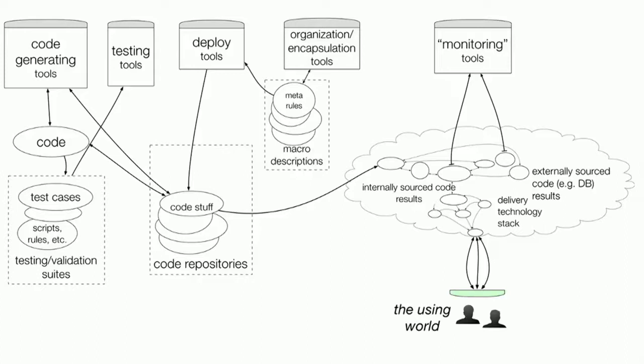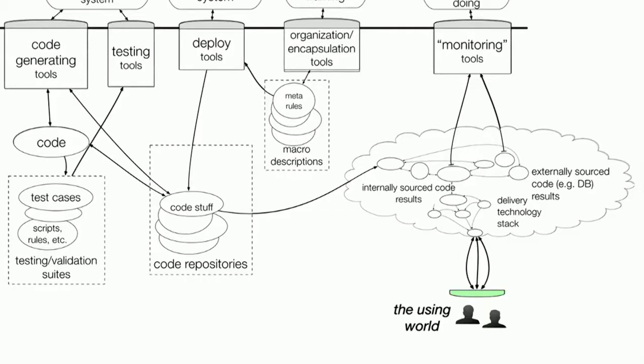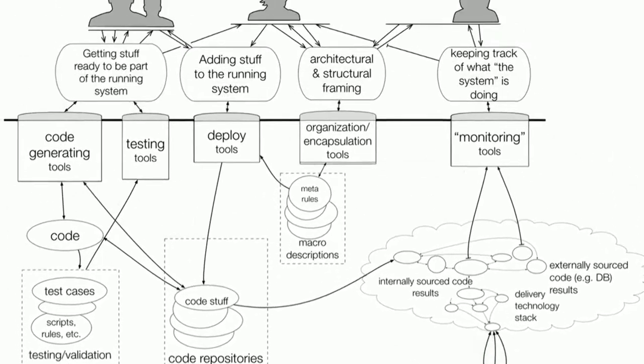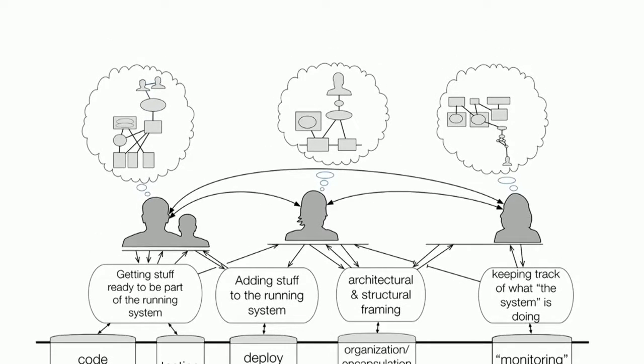But if we were to stay just with this, we won't be able to see where real work happens. So we're going to draw this line, which we call the line of representation, and play with this a little bit further. What we see here is you, all the people who are getting stuff ready to add to the system, to change the system. You're doing the architectural framing, you're doing monitoring, keeping track of what it's doing, how it's doing it, and what's going on with it.